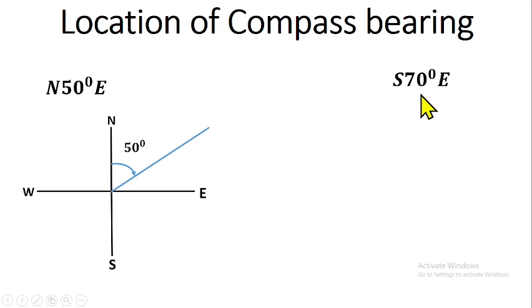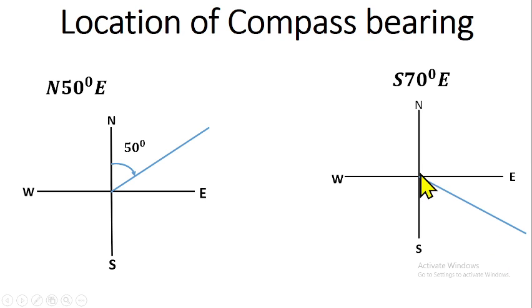Let's see another one. I have 70 degrees southeast. Let's locate this also. I will draw a cardinal point. Then southeast, I'm moving from south to the east. So I'm going to draw a straight line around here. Then where am I going to put my angle? Here or here? I'm moving from the south to the east, so the angle is going to be from here to here like this. Then you put your 70 degrees. So we have been able to locate this bearing 70 degrees southeast like this.